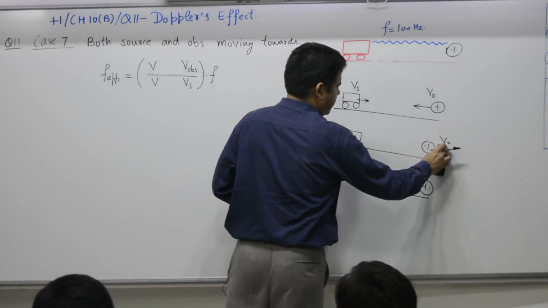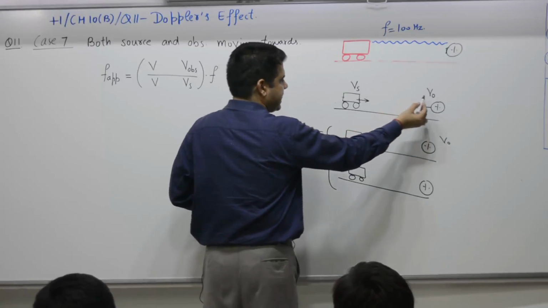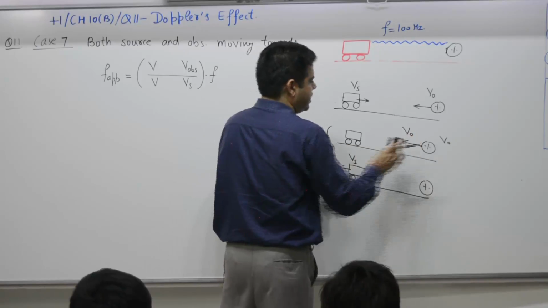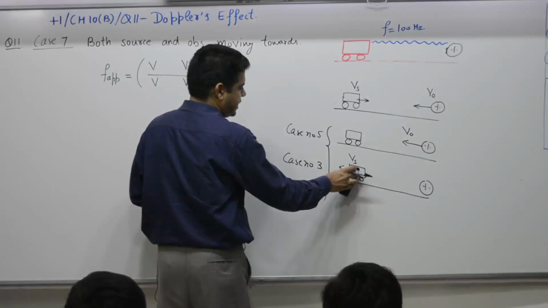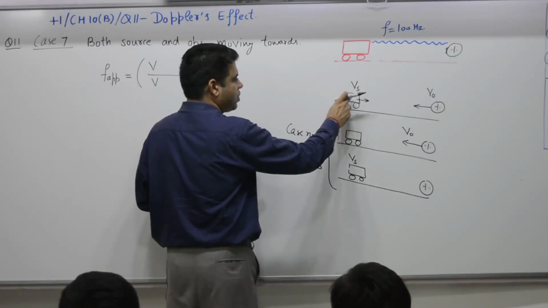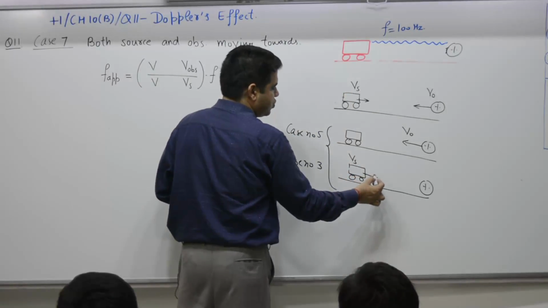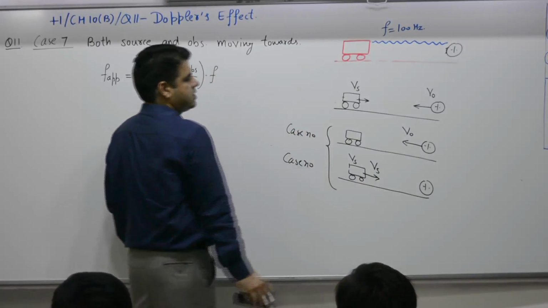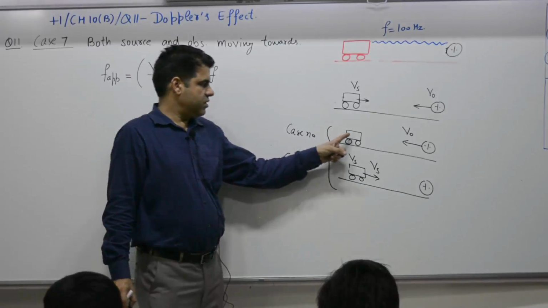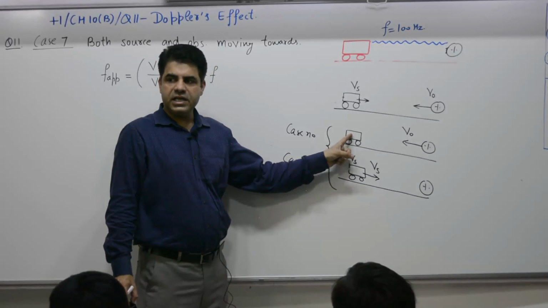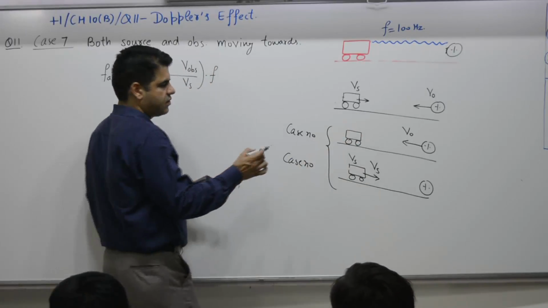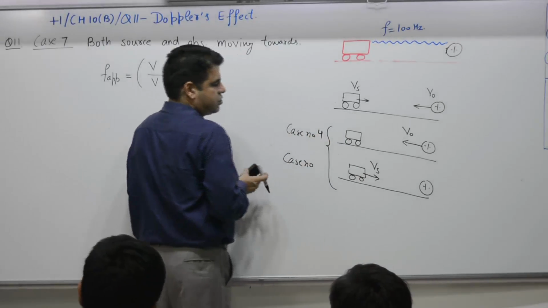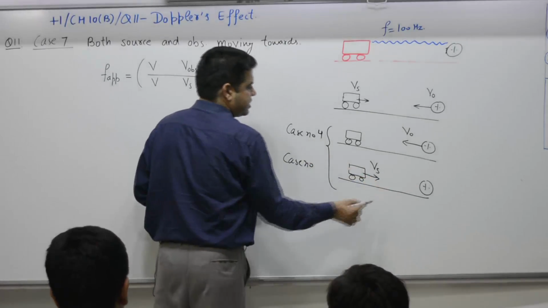So, first part, in order to decide about the sign with the observer, the observer is moving towards, and assume the source to be at rest. Second part, in order to take into account the effect of source movement, the source is moving towards the observer at rest. Source at rest, observer moving towards: case number 4. This one, source moving towards observer at rest: case number?